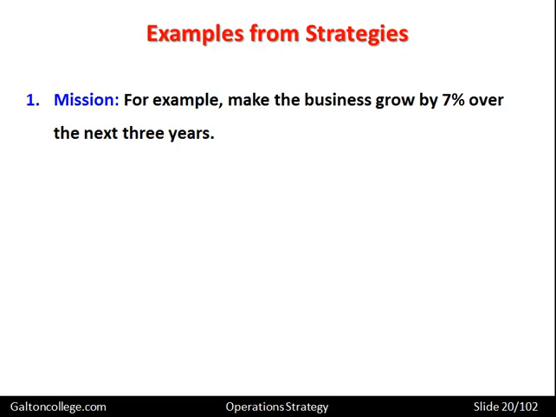Now, examples from strategies. Well, first of all, the mission. For example, make the business grow by 7% over the next 3 years. That could be the mission of the business. And it's a metric. It's something which can be measured. If the business grows by 5% over the next 3 years, then it's failed. It set itself the target of 7. If it achieves 9, it's overperformed. It's done extremely well.